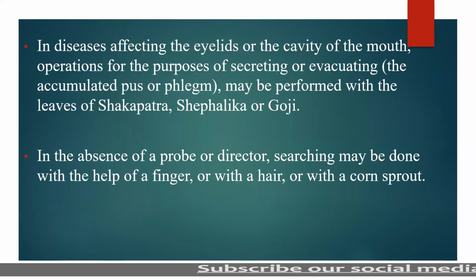In certain diseases which affect the eyelids or the cavity of the mouth, surgeries for the purpose of secreting or evacuating may be performed with the leaves of shakpatra, shephalika, or goji. In the absence of a probe or eshani, searching of a track may be done with the help of a finger, a hair or a corn sprout.